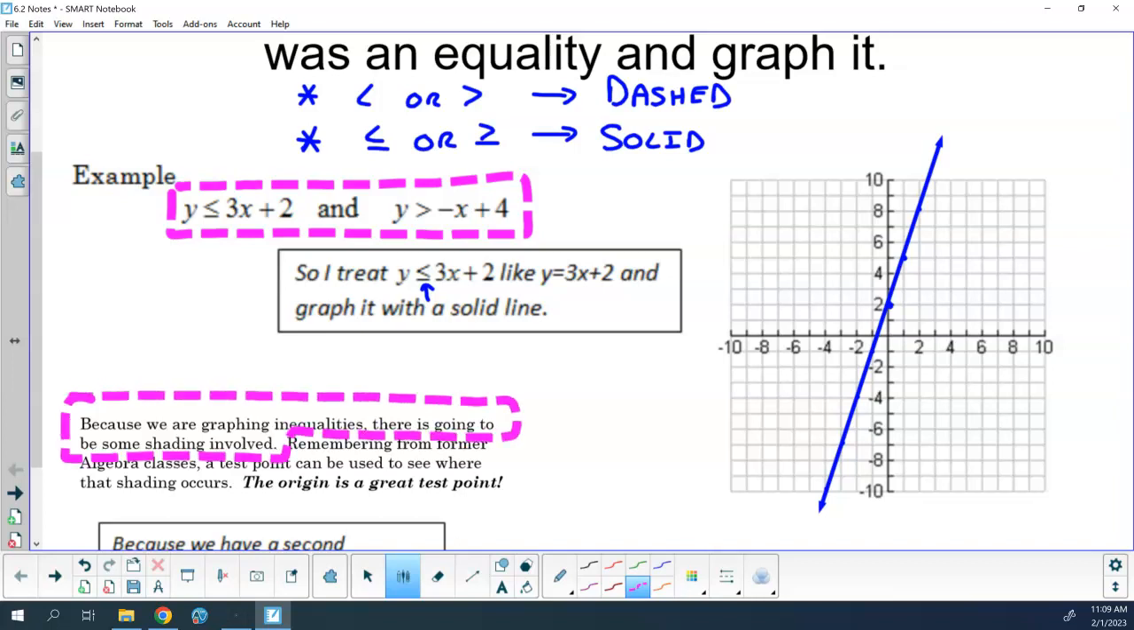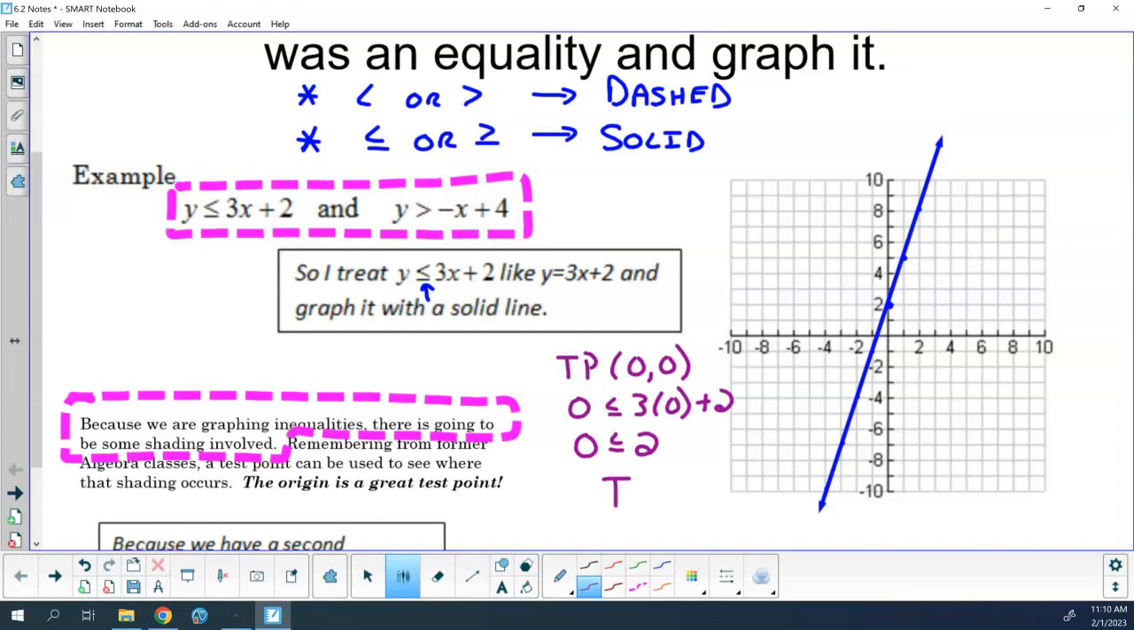Okay? So I have to pick a test point. If the line doesn't go through the origin, I should pick the origin as my test point. Plugging that back into my original inequality, 0 is now y, less than or equal to 3 times 0 plus 2. 3 times 0 is 0, plus 2 is 2. And so I'm asking the question, is 0 less than or equal to 2? That's a true statement. So I would shade on the side of the origin.